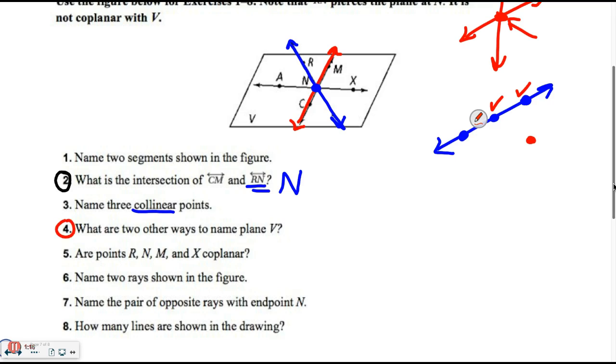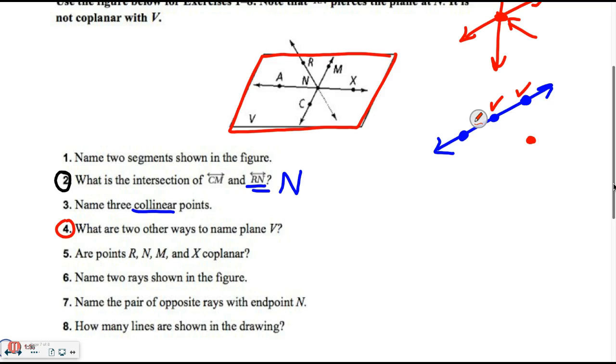We always name planes. Like this is plane V. And that V without a dot by it means it's the plane V. We name it with 3 points on it. So think of this as being like the floor, and give me 3 points on the floor. The only one that's not on the floor is R.